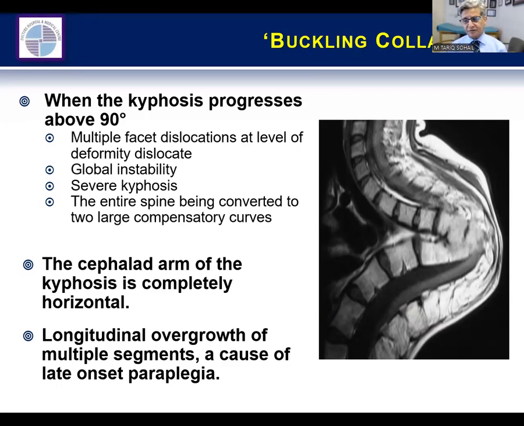One uncommon but severe presentation results in what is called buckling collapse, when the kyphosis progresses to more than 90 degrees of flexion. And it is not uncommon if it's untreated or ignored, and the patient presents with a deformity, or it presents in childhood when the deformity progresses with the increase in age with the growth of the spine. And there are multiple facet dislocations at the level of deformity. There is instability of the anterior and the posterior column, and there is severe kyphosis, and the entire spine is converted into large compensatory curves which run parallel, just proximal and distal to the level of disease.